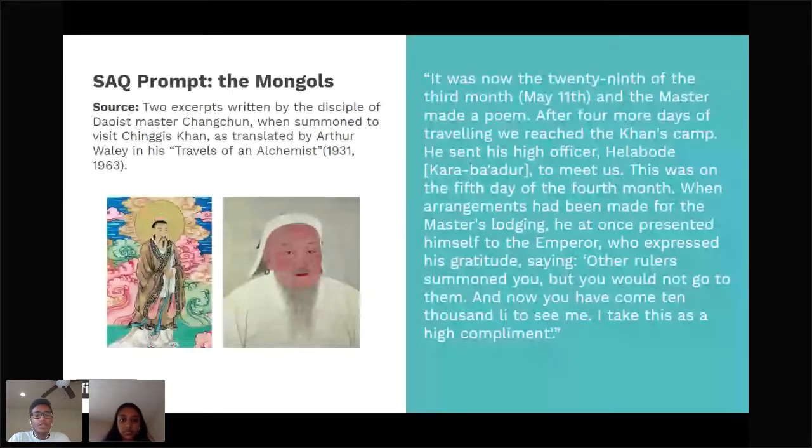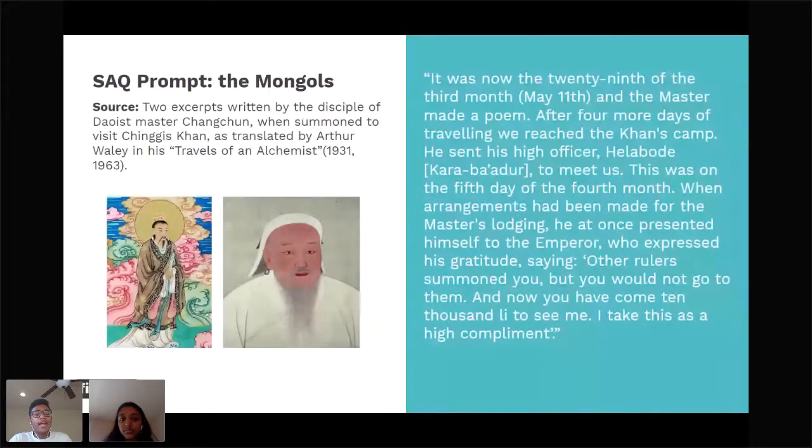All right, so let's analyze this document. First of all, it's written by the disciple of a Taoist master, Changchun. If you know anything about Taoism, it's a religion that was kind of like Confucianism, but they did revere nature and the natural codes of the world. Taoism started in China, and this Changchun master from China says a lot about the overall Mongols' cultural reach.